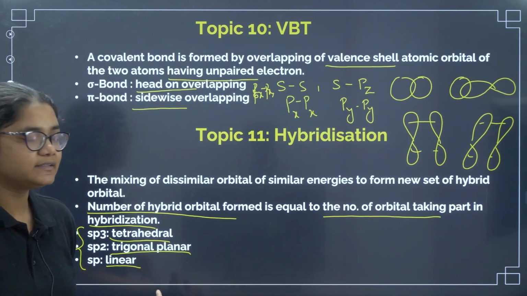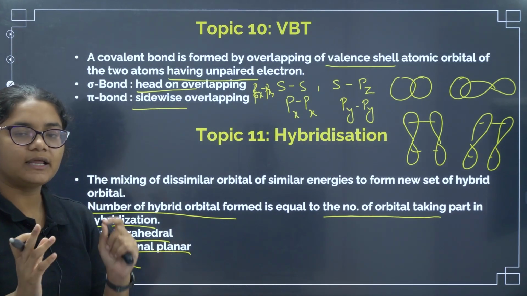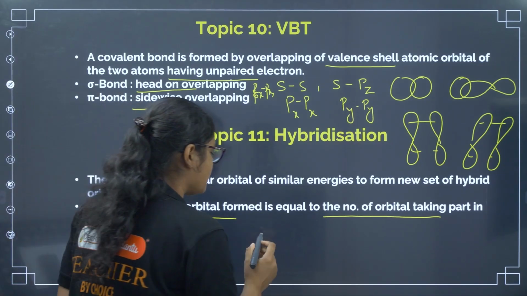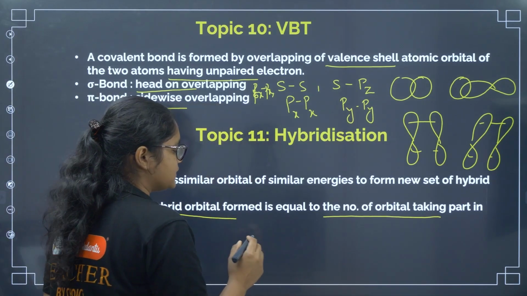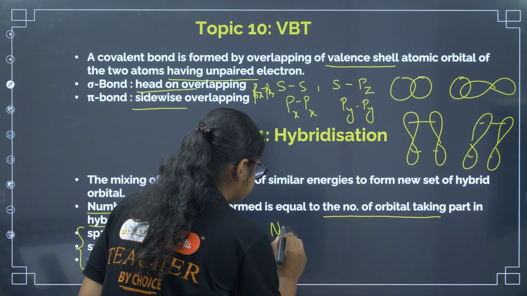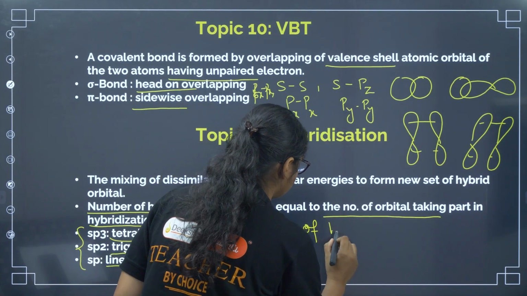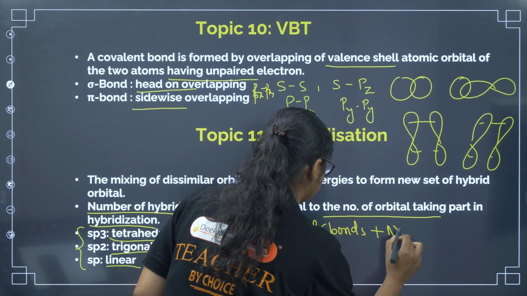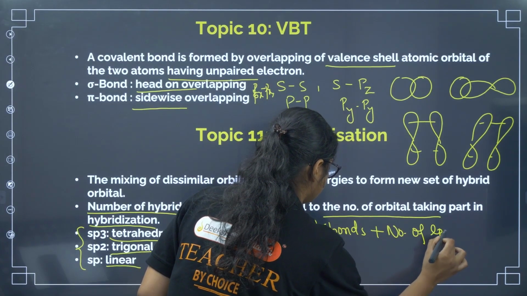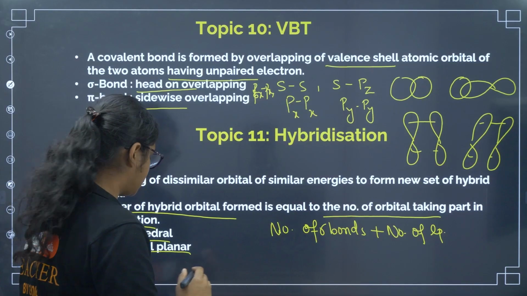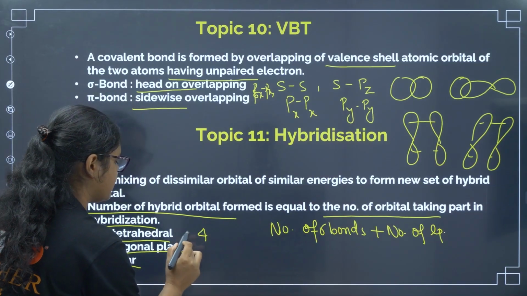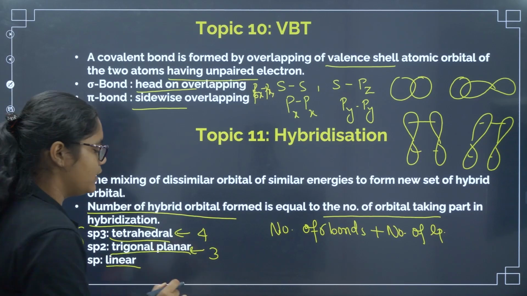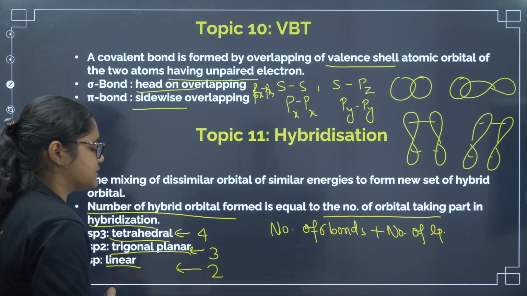Here is how questions are asked: they will give you a structure, generally of carbon, and they will ask you to tell the hybridization of each carbon, right? So how should you know? For determining the hybridization, you should know the number of sigma bonds plus the number of lone pairs. Okay, so what number is coming? If it comes out to be 4, then hybridization is sp3. If it comes out to be 3, then hybridization is sp2. If it comes out to be 2, then hybridization is sp.